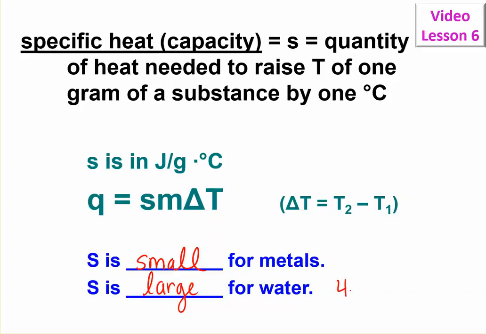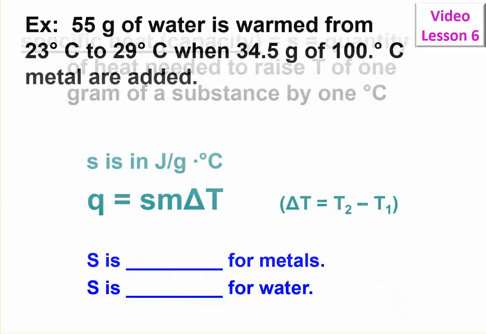And just to give you an idea, you don't have to memorize this. It'll be given to you on your tests. The specific heat of water is about 4. For metals, it's in the range of 1 or less. It's good to know what's a normal number for these to come out for your answers. Okay, let's look at an example problem.